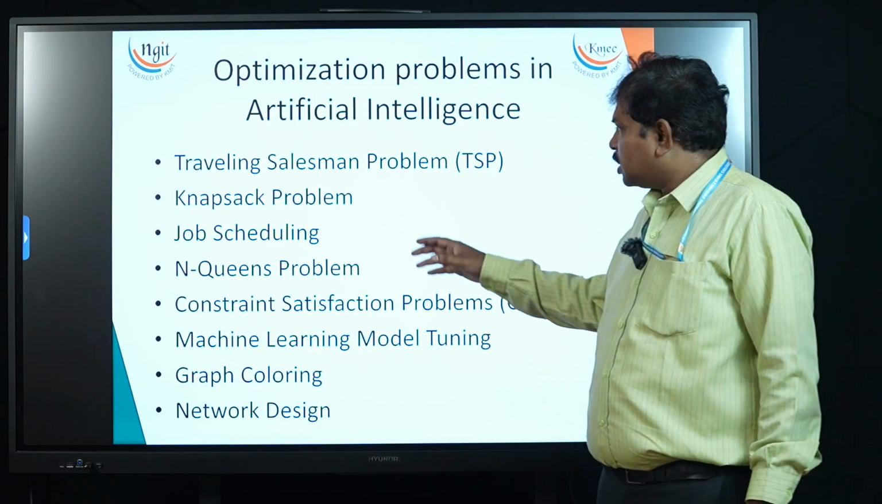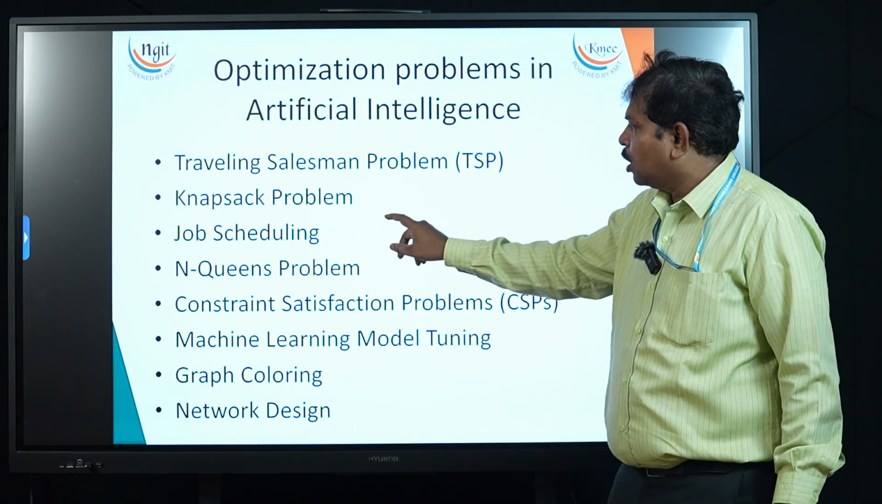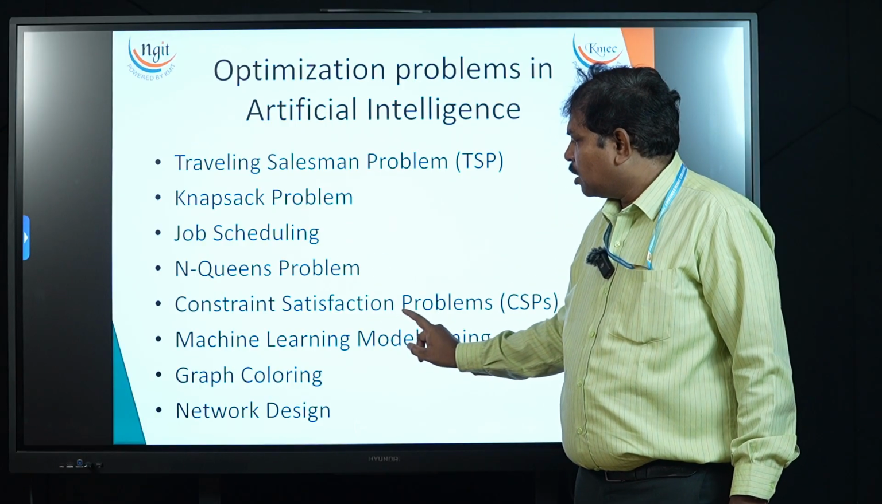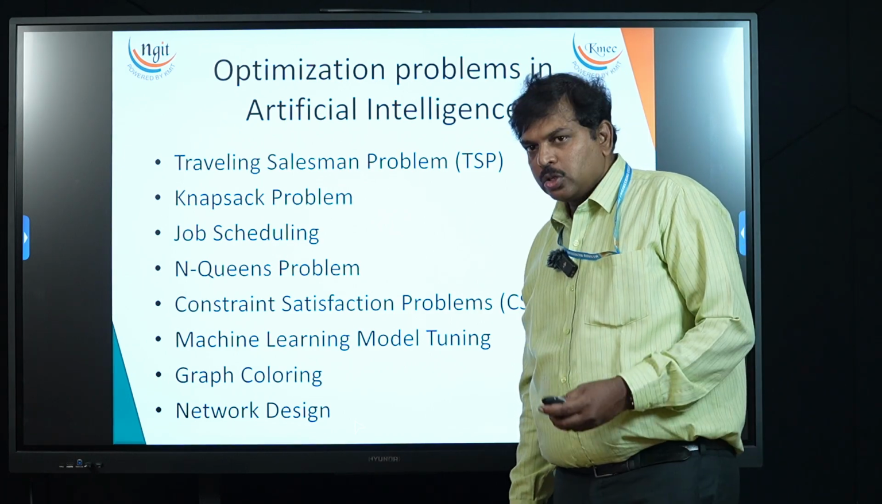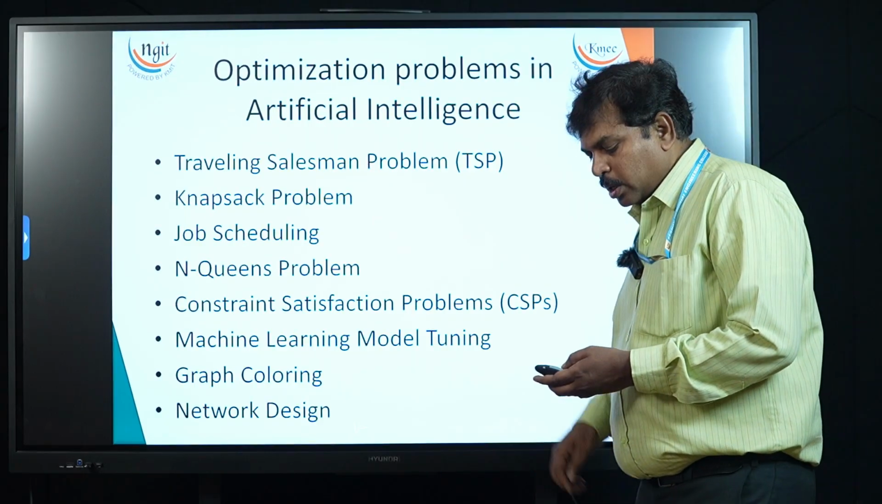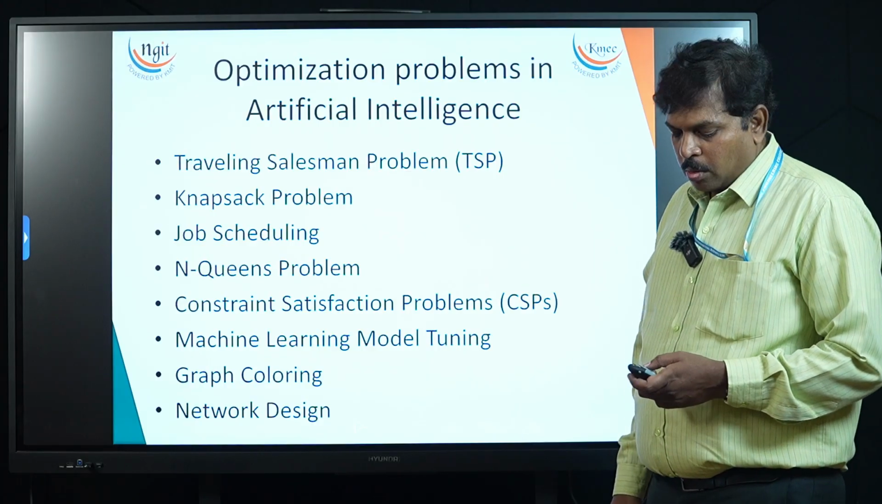We will discuss them one by one in the next few sessions, and these algorithms solve optimization problems. Optimization means trying to find the best solution to my problem. We will discuss these by applying the algorithms to problems like the traveling salesman problem, knapsack problem, job scheduling, n-queens, constraints, machine learning models, graph coloring, and network design. In the next few sessions of this second unit, we learn these algorithms one by one and apply them to solving these optimization problems.